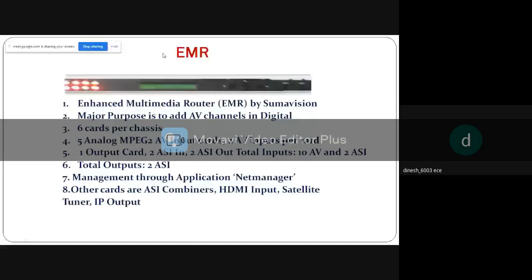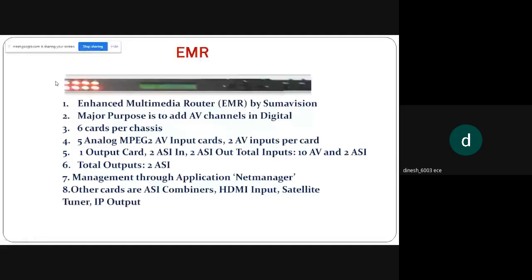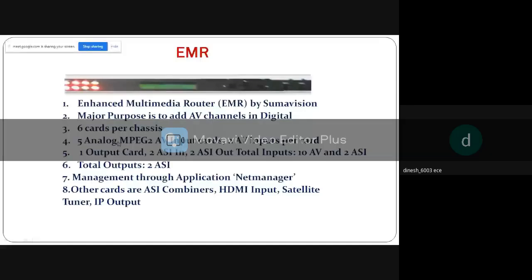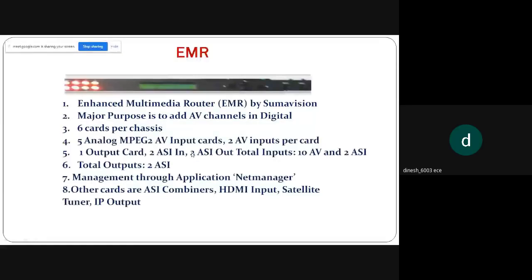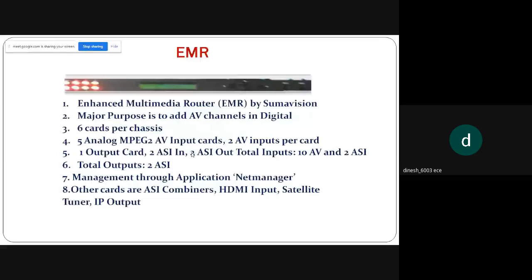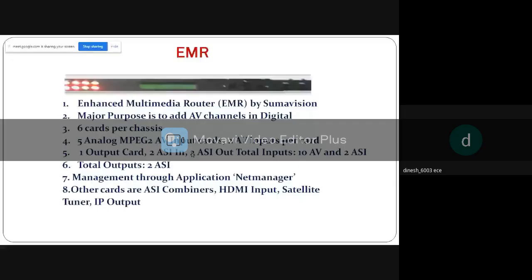There are six cards; you can see six lights glowing. Six cards per chassis. There are five analog MPEG-2 cards, a Panlock MPEG system, and one output card. Two ASI inputs, two ASI outputs. Totally you get 10 AVs and 2 ASIs, with a net manager. Other cards could also be used, for unicasting and multicasting systems.